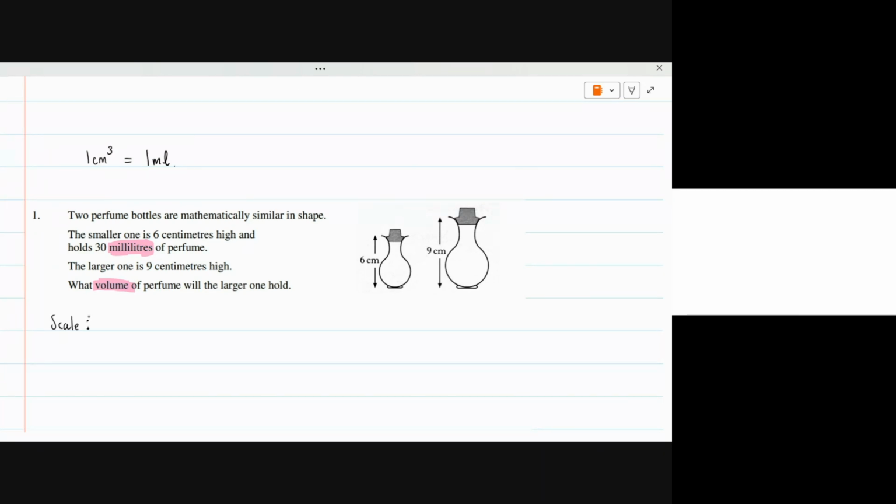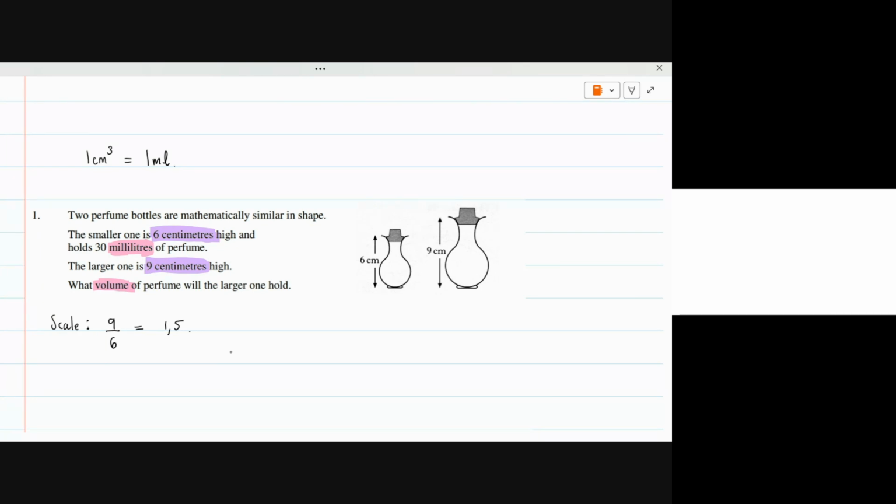Let's find our scale factor. Now, the information I've been given here tells me that the smaller bottle has a height of 6 centimeters, and the larger bottle has a height of 9 centimeters. So I know that I can find my scale by taking 9 divided by 6, and that will just give me 1.5. All right, so my scale factor is 1.5.